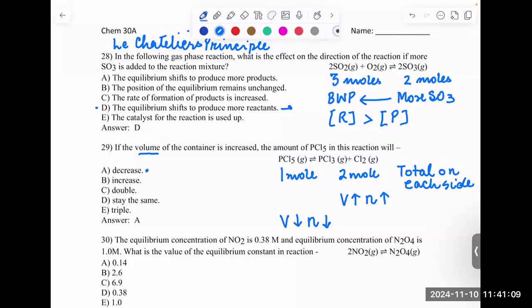So if the volume of the container is increased, the reaction moves in the direction where there are more moles. In this case, it is going to move forward. When it moves forward, that means there are more products than reactants, so the PCl5 will decrease. We will discuss this in class.